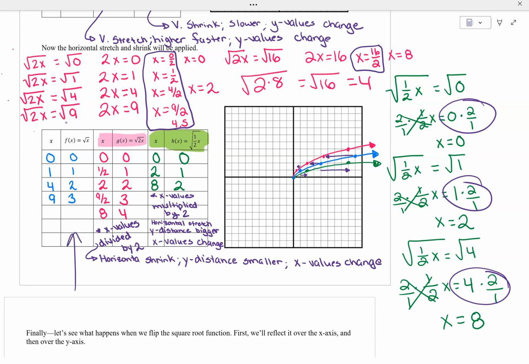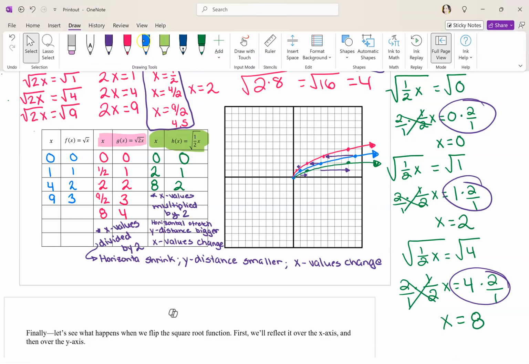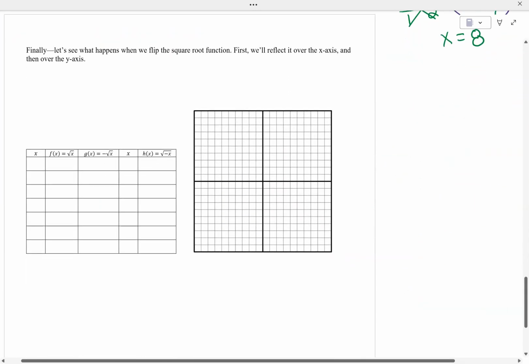All of these columns, okay, those values did not change. But what did change was those x's. Okay, so I hope that maybe this example helped a little bit with the horizontal stretch and shrink. Please let me know if it didn't, and I can try to find another way to explain that. We got one more to do.